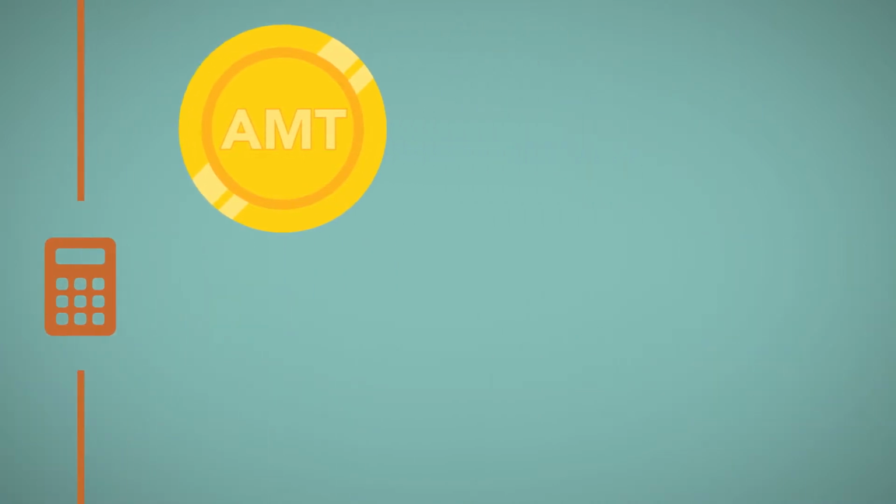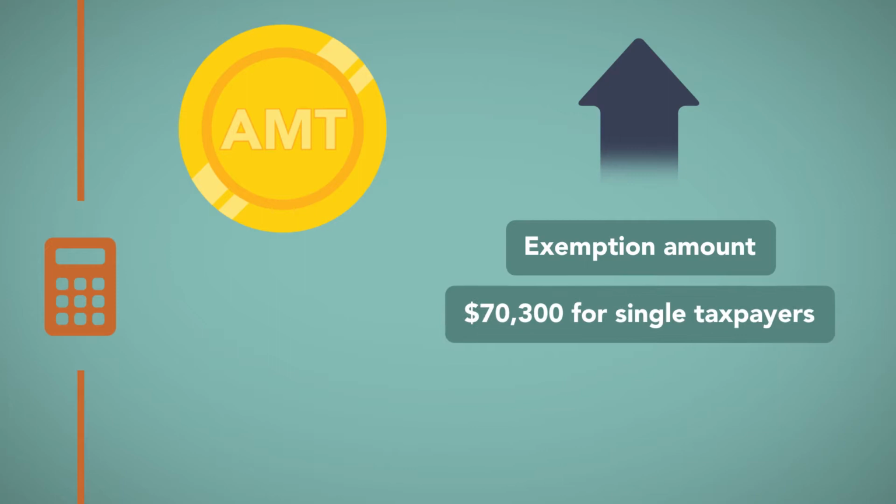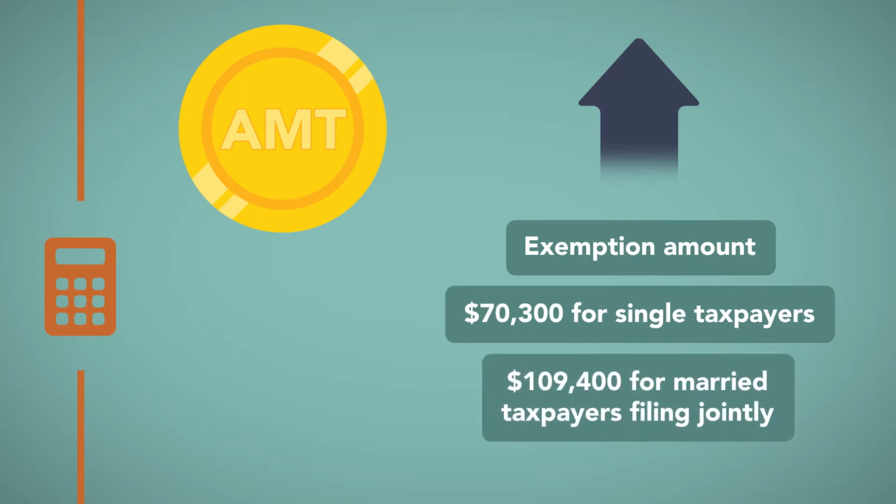An analysis of the AMT must begin with the exemption amount. There is no AMT on any amounts made under the exemption amount, so only income above the amounts need to be considered for the AMT. As of 2019, the exemption amount is $70,300 for single taxpayers and $109,400 for married taxpayers filing jointly. For the sake of simplicity, we'll focus only on these two categories.